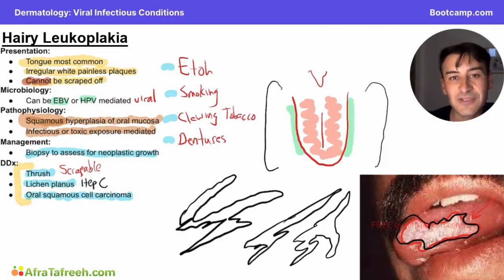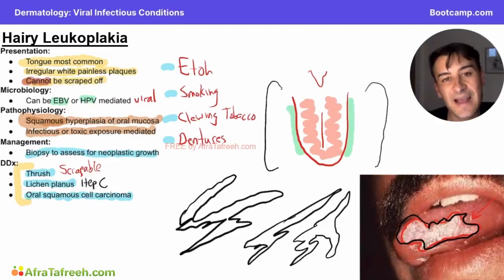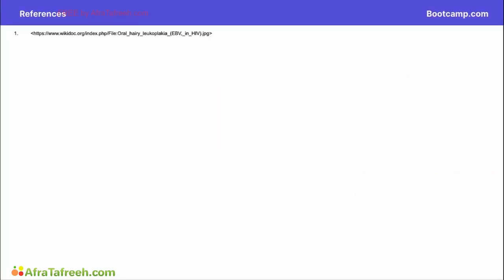So in terms of differential, I would say the highest yield fact here is that hairy leukoplakia is not scrapable. That's going to be your key dead giveaway. Also, the fact that it's going to be found on the lateral aspect of the tongue is going to really help you on testing.